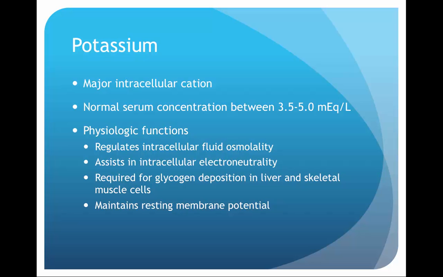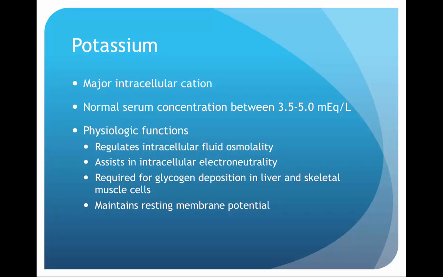Potassium is the major intracellular cation. As you recall from the first lecture, cations are ions with a positive charge, and sodium was the major extracellular cation. Well, potassium is predominantly located within the cells. The normal serum concentration of potassium is between 3.5 and 5 milliequivalents per liter, whereas the intracellular potassium concentration is approximately 150 to 160 milliequivalents per liter, so just about opposite of the serum sodium.